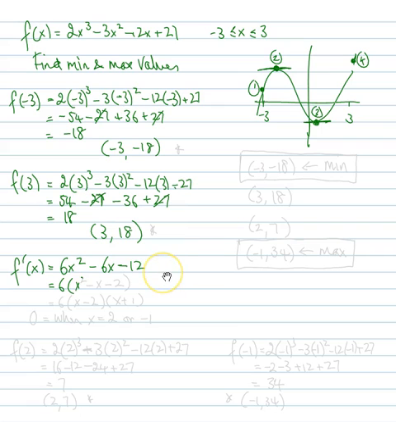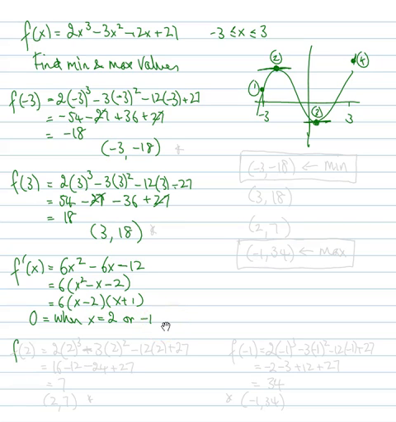Okay, so we can take the 6 outside, and we can find factors for that. 6 times x minus 2, x plus 1. That's right, minus 2x plus 1x is minus x. Yep, that's it. And so that's equal to 0 when x equals 2 or minus 1. Okay, so the value of x is 2 or minus 1. That's when the derivative is equal to 0.